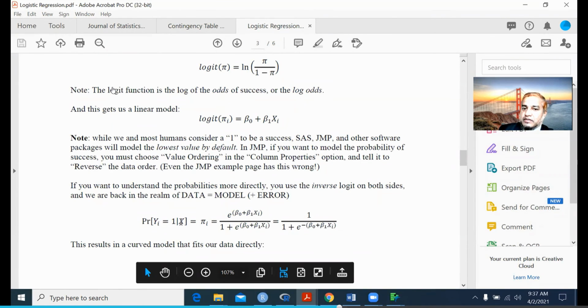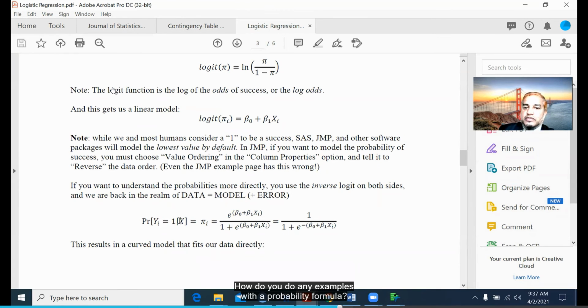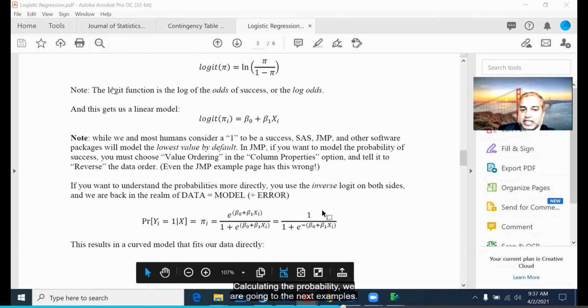Okay? How do you do an example with the probability formula? Can we do an example with the probability formula? So what do you mean by the probability formula? Like calculating the probability, you mean? The one you were just talking about. Calculating the probability, yes. We are going to the next example, which is calculating the probability.